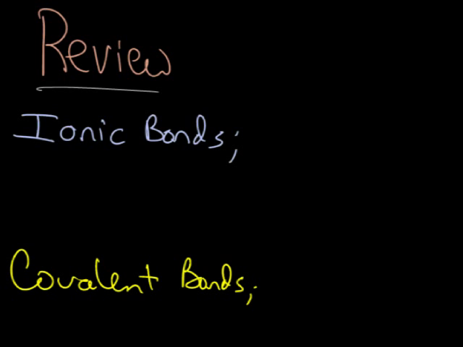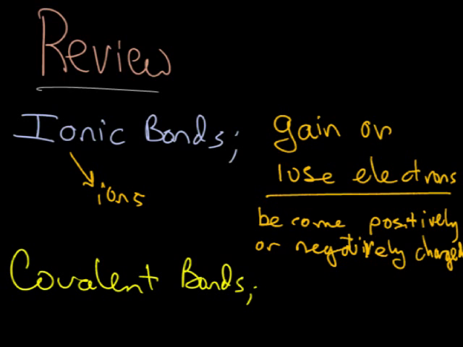Let's review. Ionic bonds are created between ions. Ions are formed when atoms gain or lose electrons. That means that they can become positive or negatively charged.